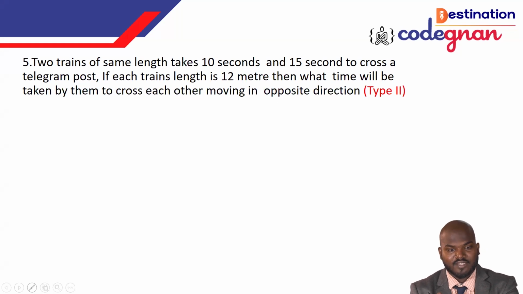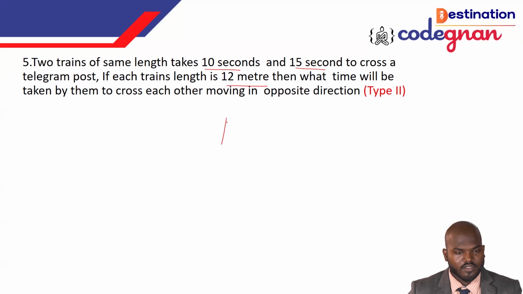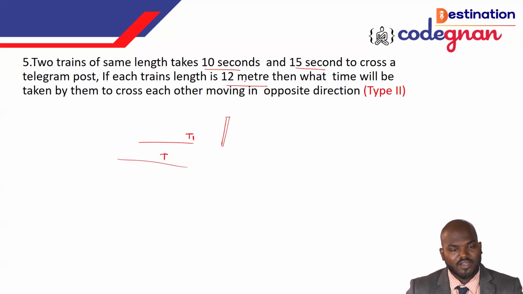Okay, if they were traveling in the same direction, that would be a different question. How much time will it take them if they travel that way? That's what they have given. Each train's length is 12 meters. Two trains, one takes 10 seconds and the other 15 seconds to cross the telegraph post. Consider that this is the telegraph post. There is one train, so train 1 and train 2, both having the same length, that is 12 meters.